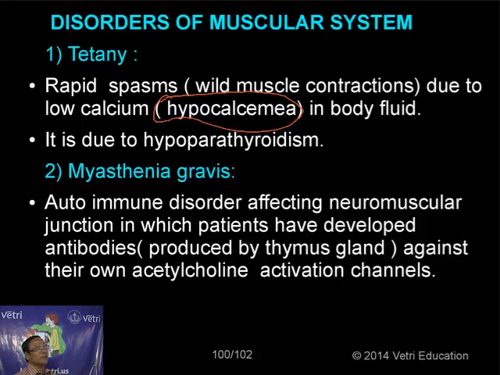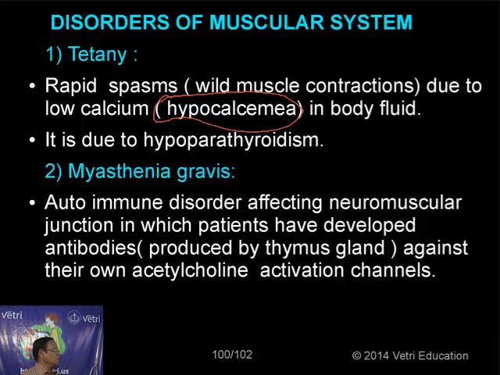Even we have the drooping of eyelids. Once the eyelid has fallen it never goes back; that is one of the major symptoms. What is the reason normally here? The acetylcholine activation channel is activated by calcium ions. Calcium ion is responsible for the breakdown of the vesicles to release the acetylcholine. So the acetylcholine activation channels are affected in this disorder, due to failure in the transmission of impulses at the neuromuscular junction.